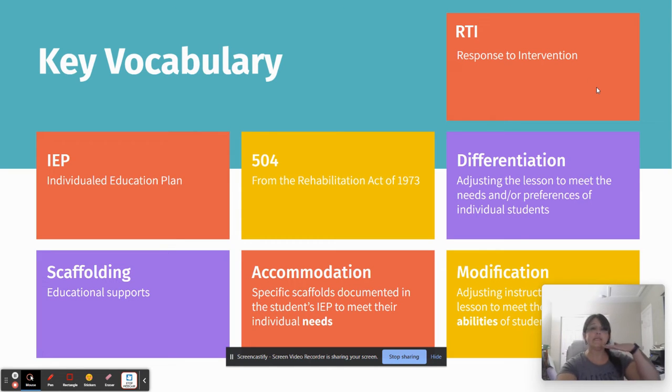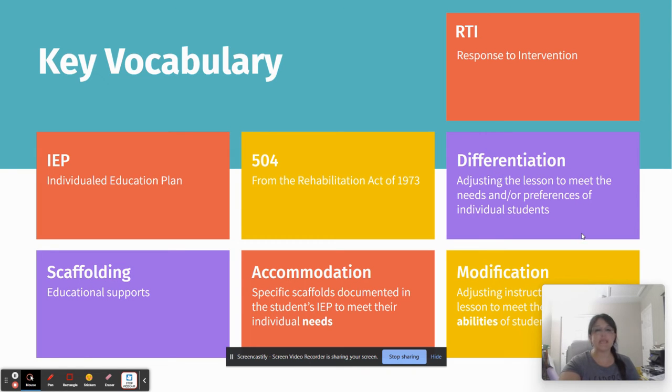Essentially, it is a tiered, meaning there's several layers to it. It's a tiered system that helps guide the intervention process for students who perhaps are struggling with learning, so that we can identify the appropriate supports to put in place.